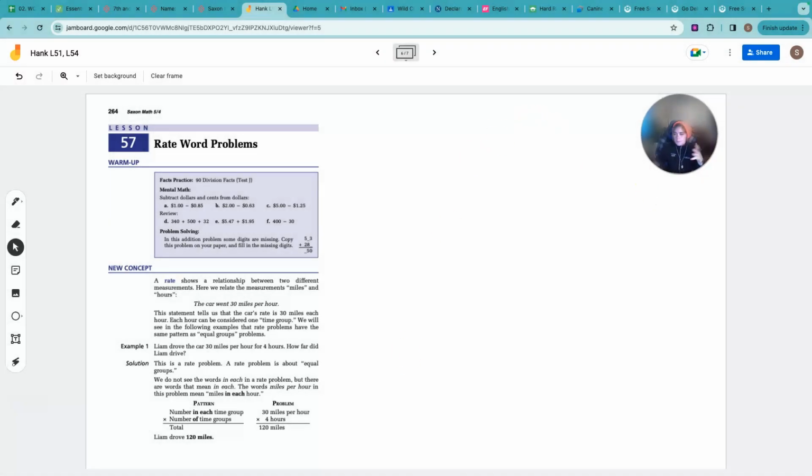So as you know, this is Lesson 57, Rate Word Problems. I guess we have to figure this out. So, it says a rate, this is literally what it says. A rate shows a relationship between two measurements. How we relate the measurements, miles and hours.